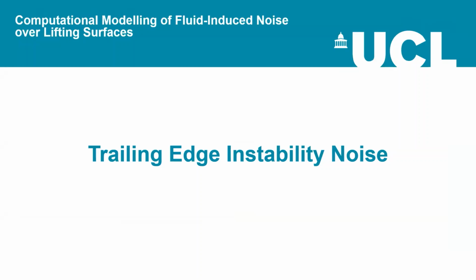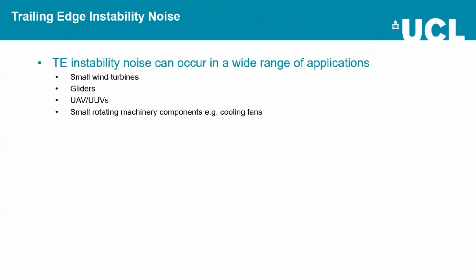So moving on to a case study, I wanted to just share with you some work I've been doing recently on trailing edge instability noise. Now, this occurs over quite a wide range of applications, generally at moderate Reynolds numbers, and it's been shown to occur in small wind turbines. It's quite common in gliders and also in some unmanned aerial and unmanned underwater vehicles. And it can also occur in some small rotating machinery components, such as cooling fans.